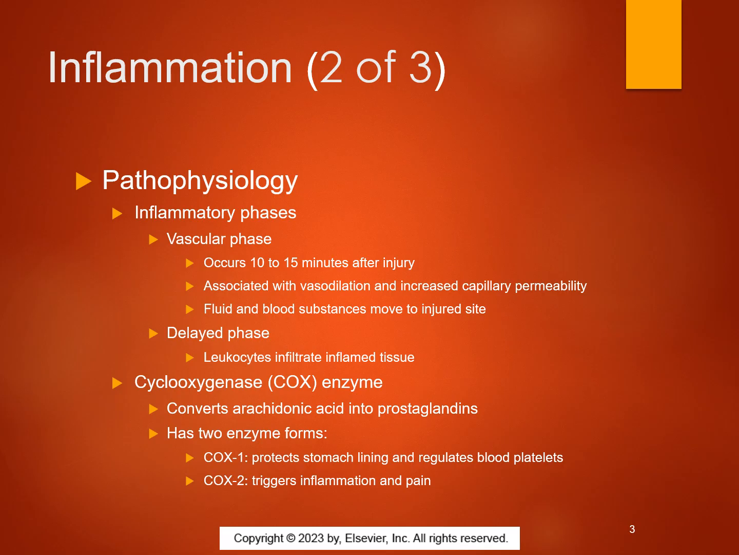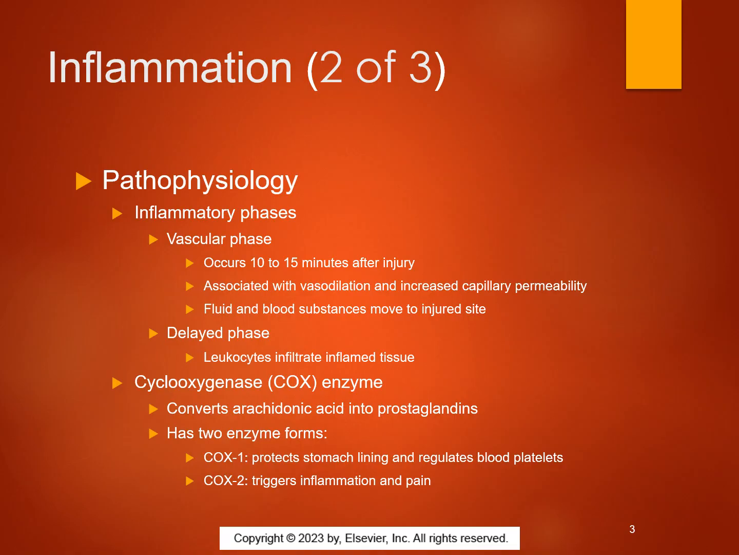In the delayed or cellular phase, this occurs after the vascular response and involves white blood cells migrating to the site of injury. So these little leukocytes or white blood cells work to destroy the pathogens, clean up the tissue, but their activity releases chemicals that cause ongoing pain and prolonged inflammation. So that's why inflammation that lasts too long can become damaging instead of helpful.